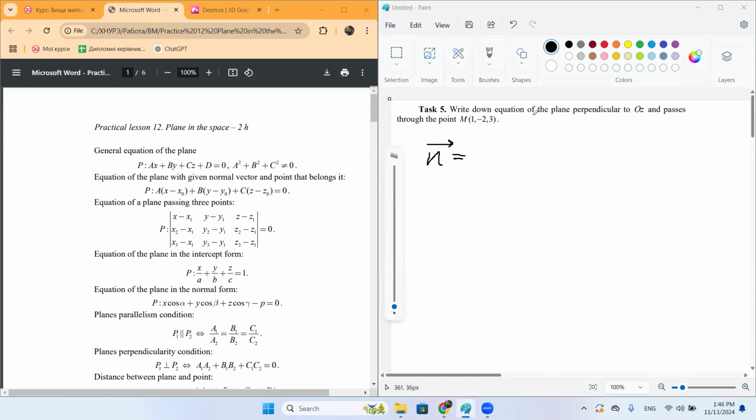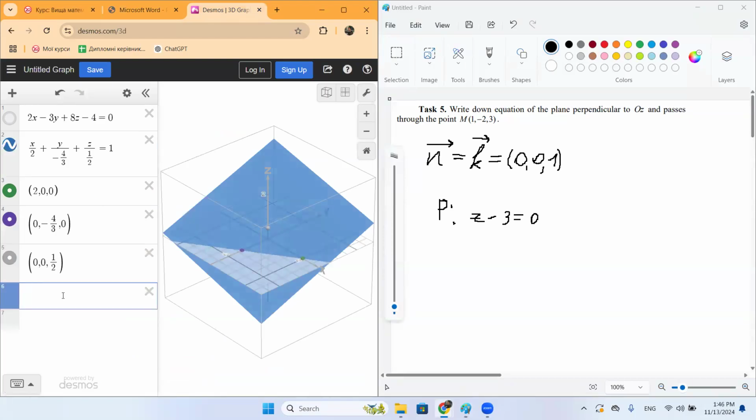Well, as the plane is perpendicular to OZ, it means that we can take a unit vector that corresponds to the z-axis. So it has coordinates 0, 0, 1. And our equation has the following form: z minus 3 equals 0. And that's it. Or just z minus 3 equals 0.